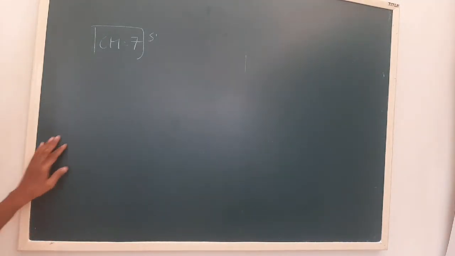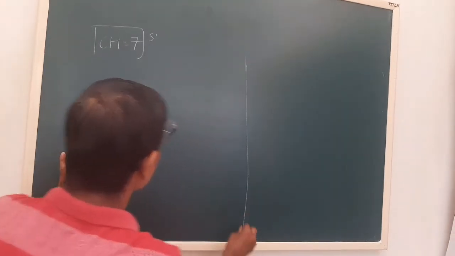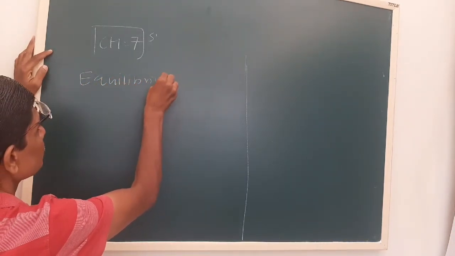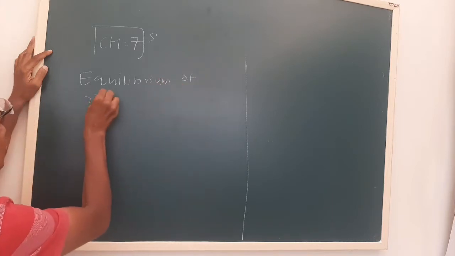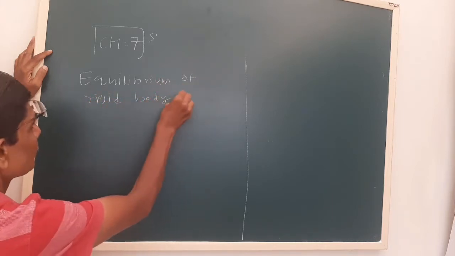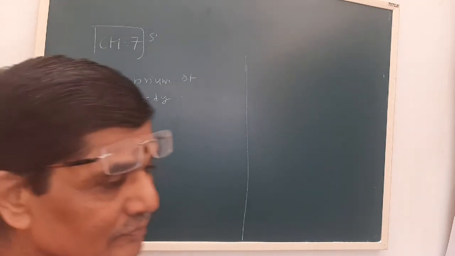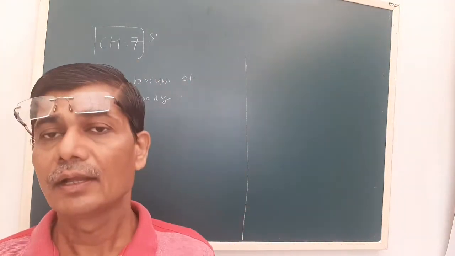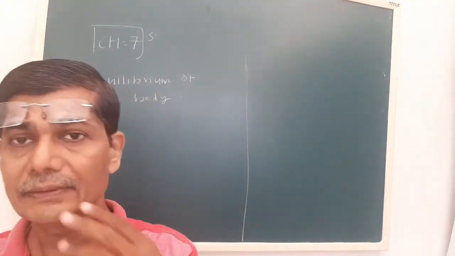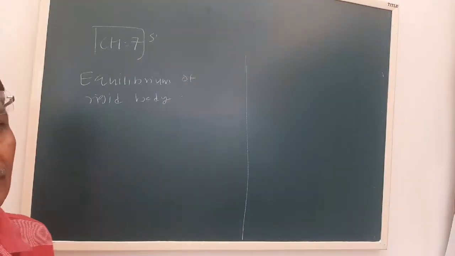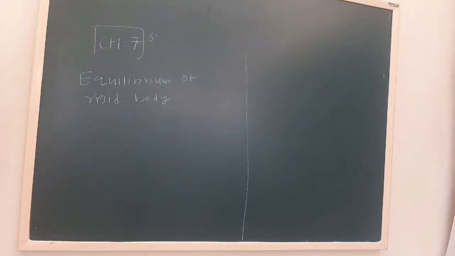Now next is the equilibrium of a rigid body. Equilibrium of a rigid body. In lesson number 5 we talked of the equilibrium of a body, the equilibrium of concurrent forces. Now here we have to talk of the equilibrium of a rigid body.